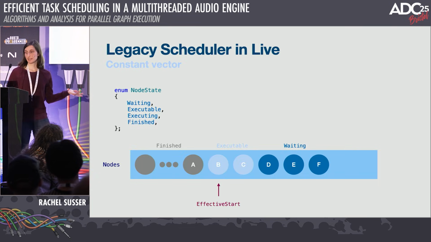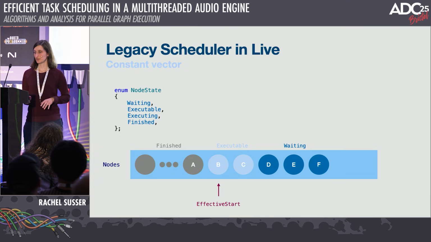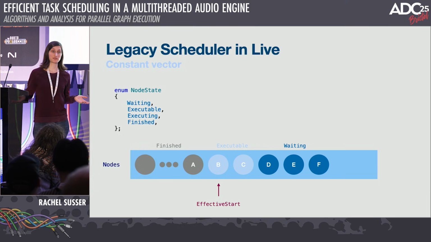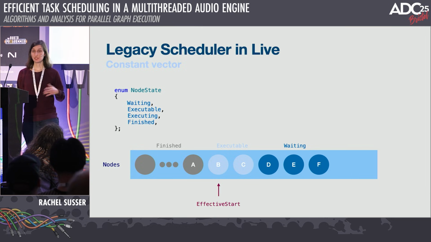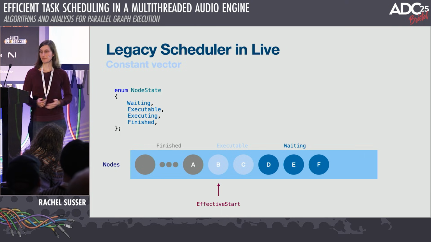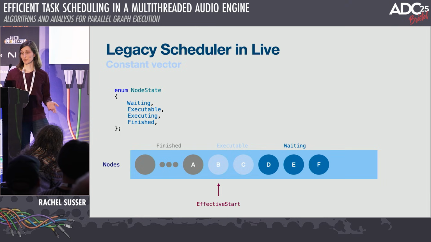Since I have included the legacy scheduler in these performance comparisons, here's just a really quick overview of that approach. That scheduler had a constant vector of topologically sorted nodes, each of which has an atomic to represent its state, so whether it's ready to execute or already finished, and so on. There's also this other atomic, the effective start, which tells our scheduler where it should start looking for nodes that are ready to be executed.